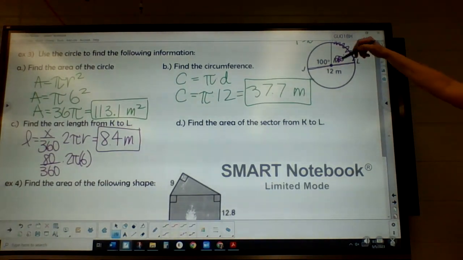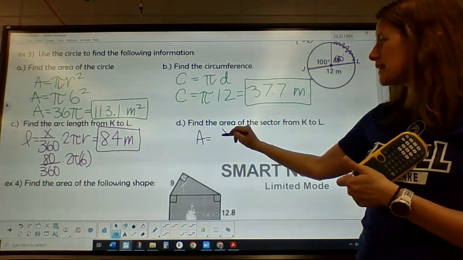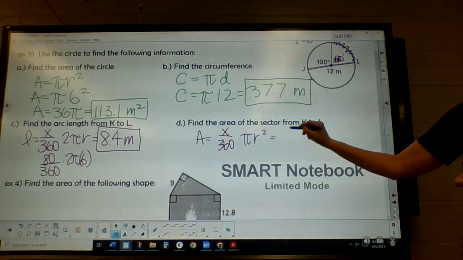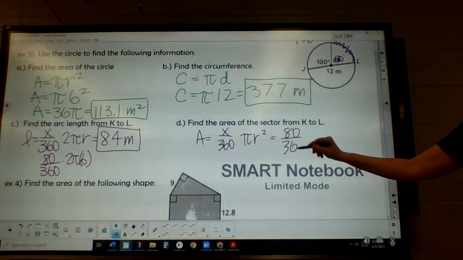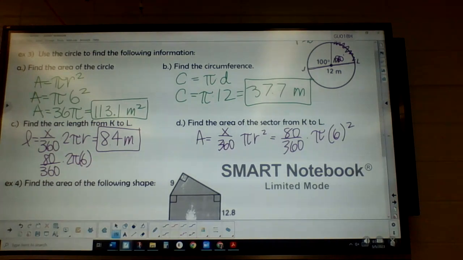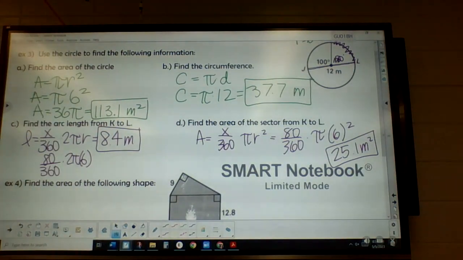And same thing if I now want that area, so that slice. It's kind of the same idea, x out of 360, but times pi r squared. So again, take time to practice putting this into your calculator. Some of your calculators are tougher than others to do this. So I got 25.1, and this would be meters squared. And again, it should be smaller than that other one because it's only a slice of the whole.